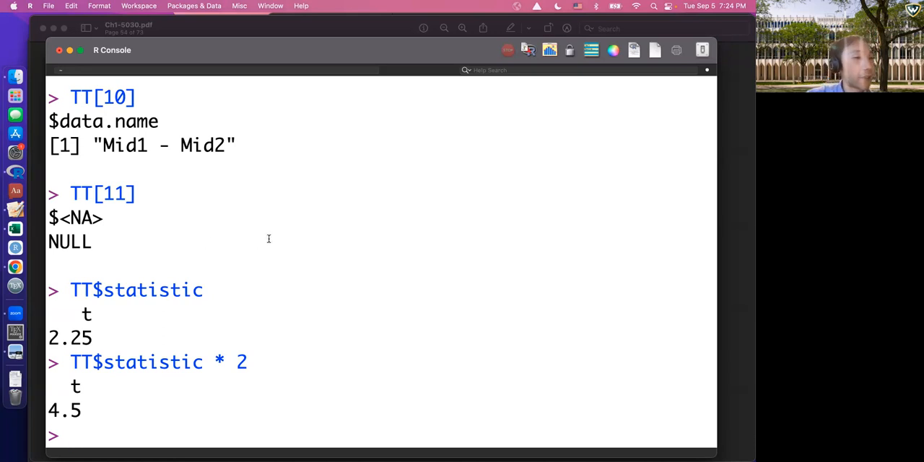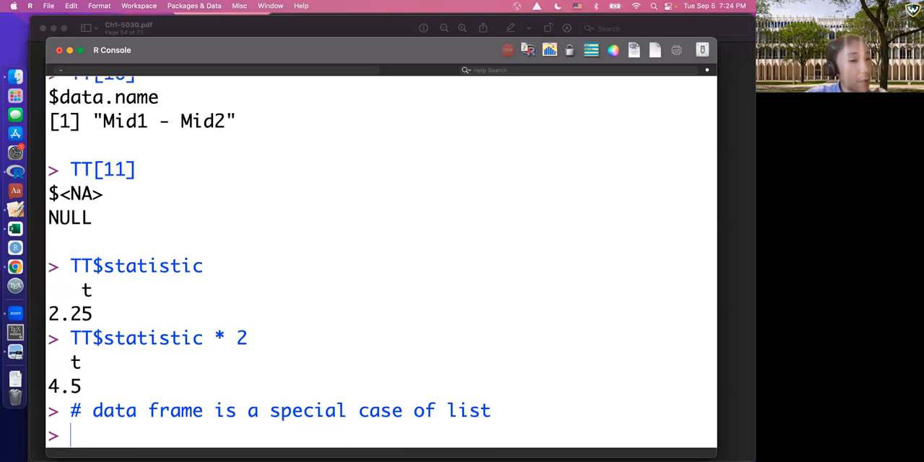And the next one is the DataFrame. A DataFrame is a very popular type of list; it is a special case of list. For example, we have 3 vectors: gender, height, and weight. Gender is a vector, maybe a character vector. Maybe I want to make it a factor later.